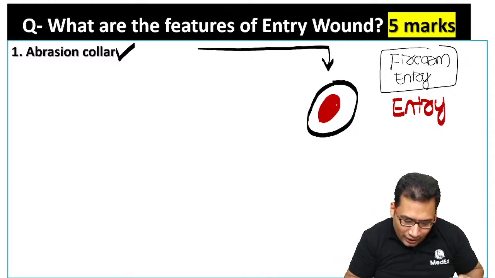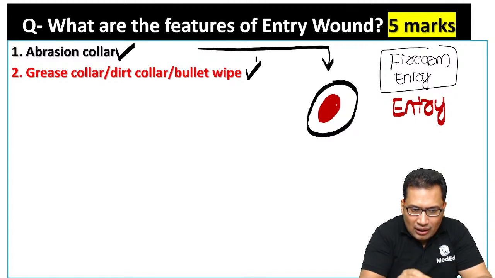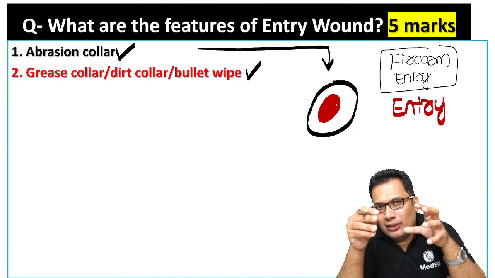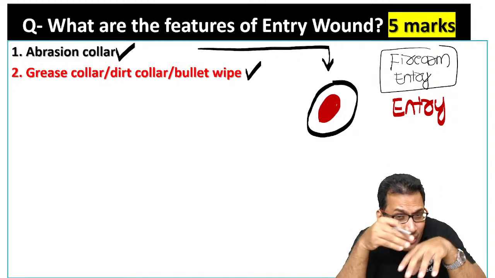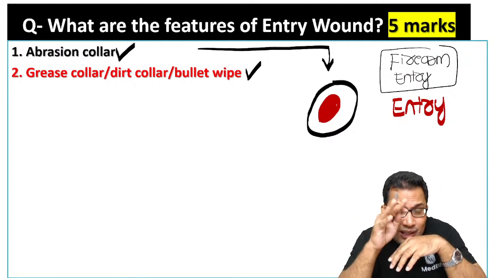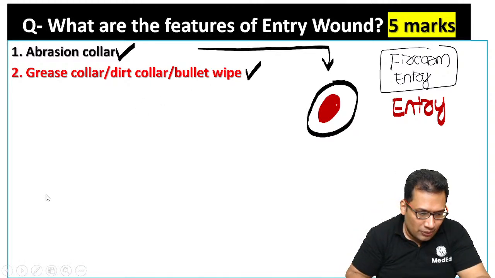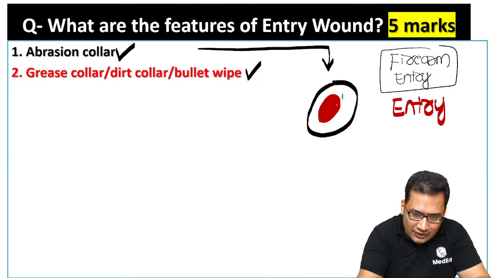The second point, grease collar or dirt collar, also known as bullet wipe. There will be lubricant around the bullet. There can be some dust around the bullet. So that is also present around the entry wound, like this. So grease collar.